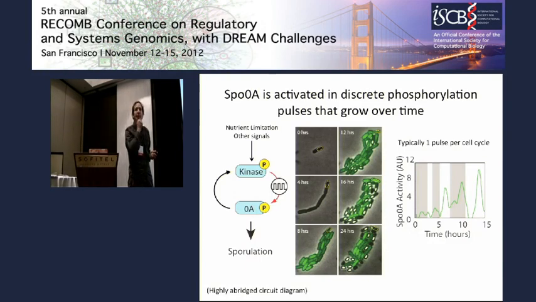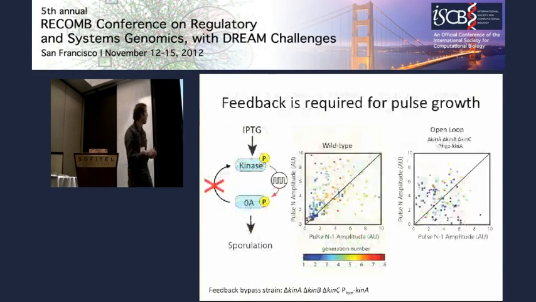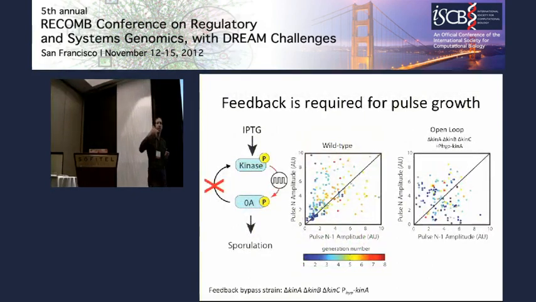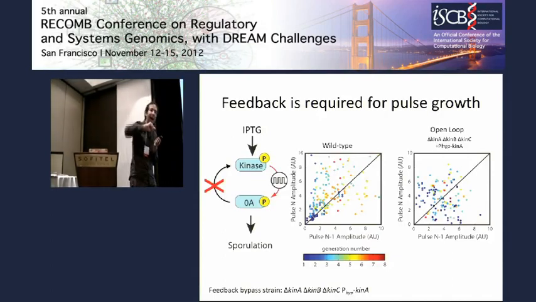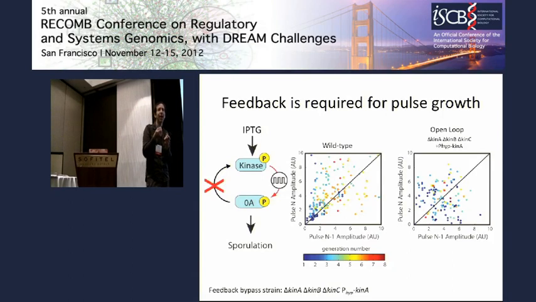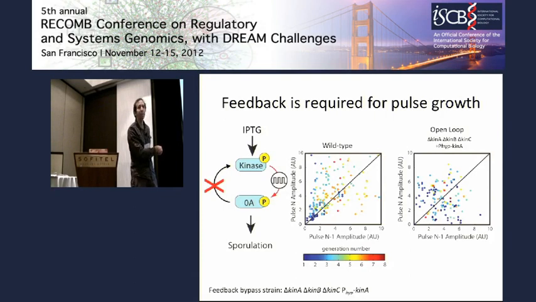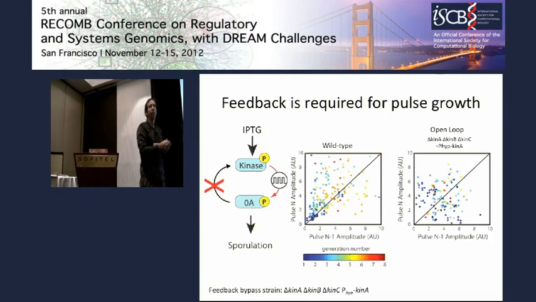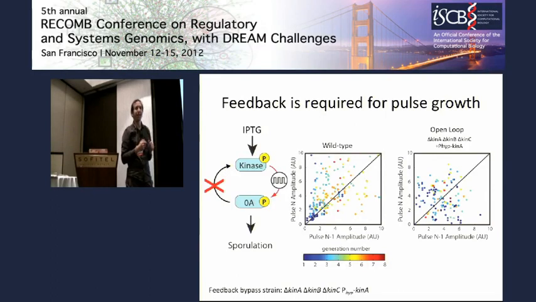So that's the pulsing. Then we want to know, what's the role of the positive feedback? One thing we noticed is that the pulses grow systematically, and it turns out that's dependent on the positive feedback. The way we know that is we can knock out the positive feedback, replace the kinase under IPTG control at a constant level, and ask what happens. If we plot the amplitude of one pulse versus the amplitude of the preceding pulse in the wild-type system, we see this systematic growth, which is why all those points are above the diagonal. If we knock out the feedback, we see the same distribution of pulse heights, but no systematic growth. So the feedback is necessary for this systematic building up of kinase activity.